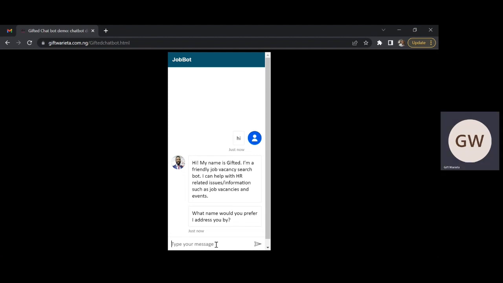So here, what we have is the chatbot telling us it is a friendly job vacancy job search bot who can also help us with HR-related issues and information such as job vacancies and events. But for the purpose of this demonstration, we'll be looking at the job vacancy. So it's asking me what name would you prefer.